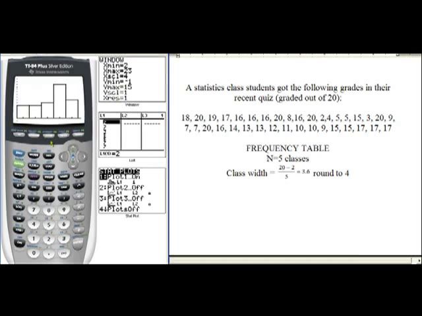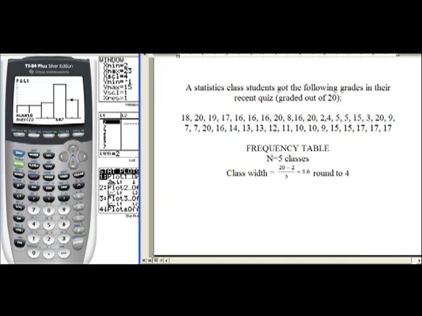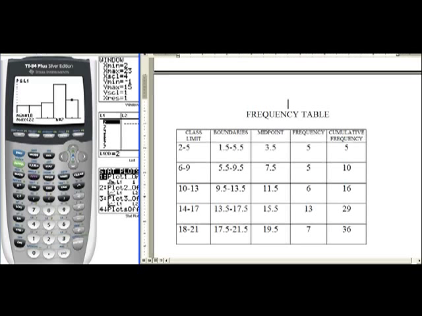If you want to see the values of the histogram, what you need to do is push trace. It will give you the values. N equals 5, that's your frequency. The next one is 5 again. The next one is 6. The next one is 13. The next one is 7. If we go down on the frequency table, 5, 5, 6, 13, 7.